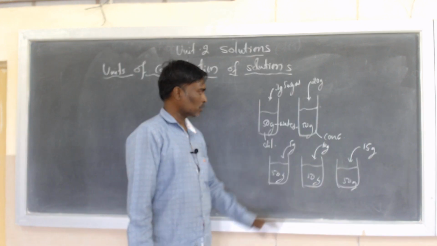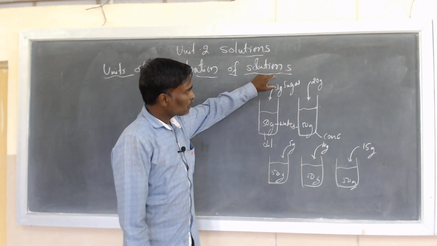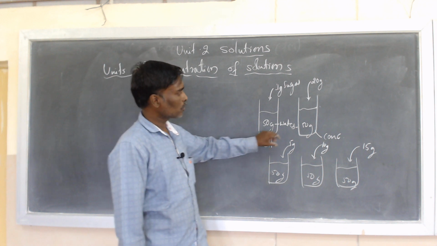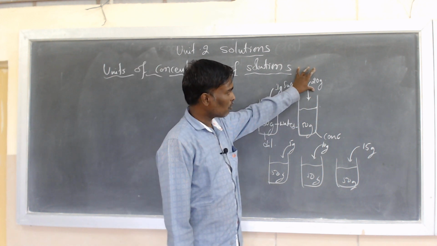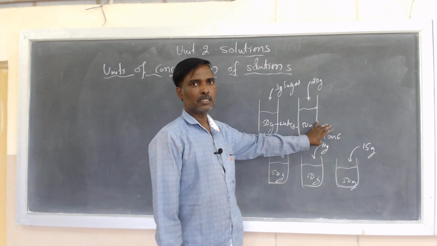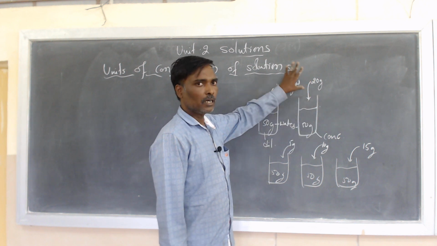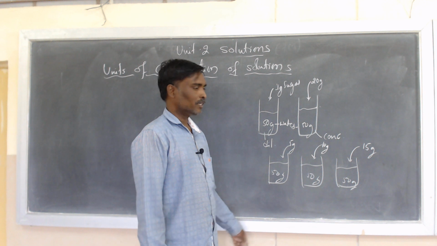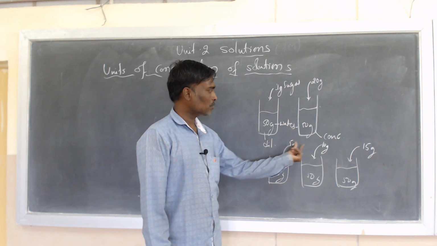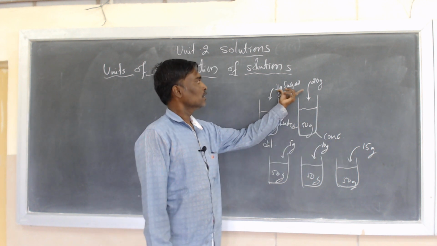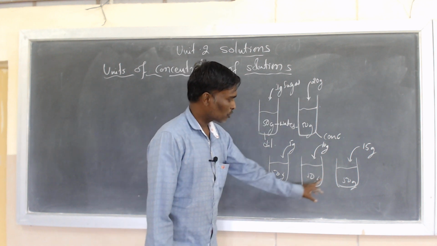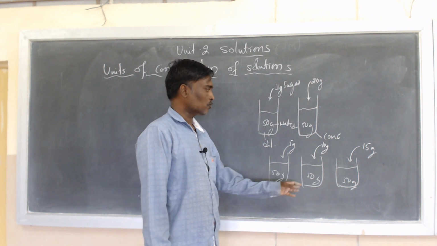If the solute is present in very small quantities, we call that dilute. If the solute is present in larger quantities, we call that concentrated. If the solute is present in between, here the 5 grams, 10 grams, and 15 grams come in between 1 and 20. So what do we call these solutions?